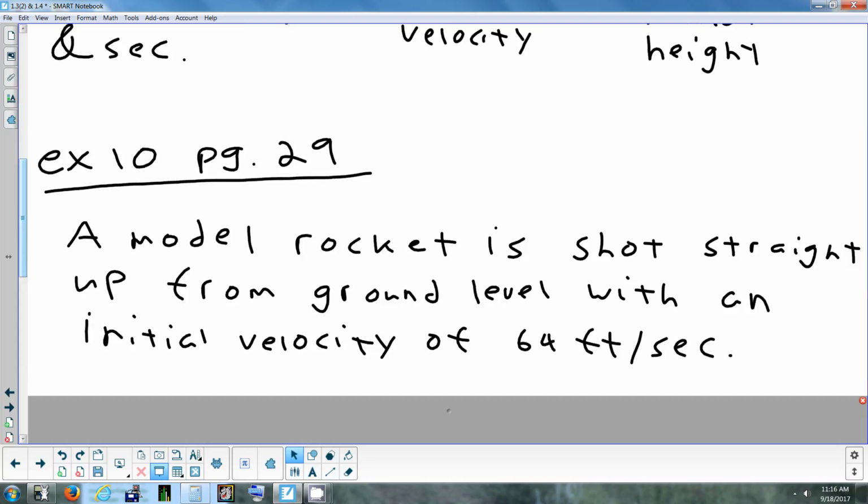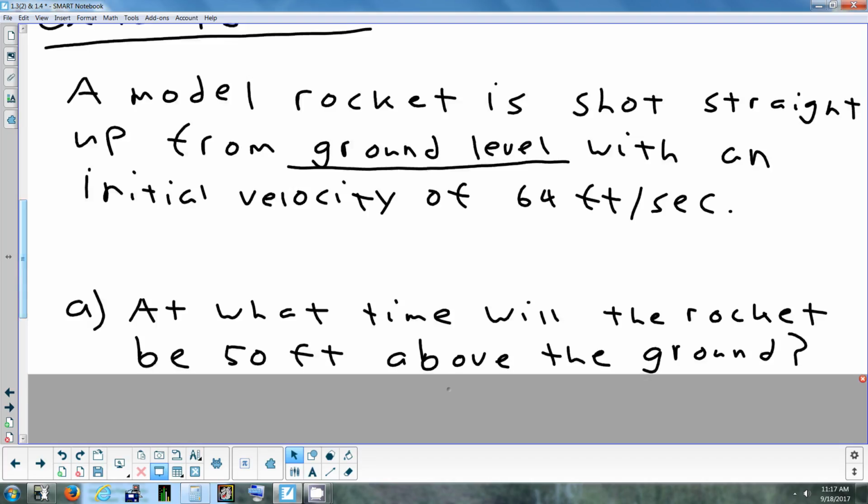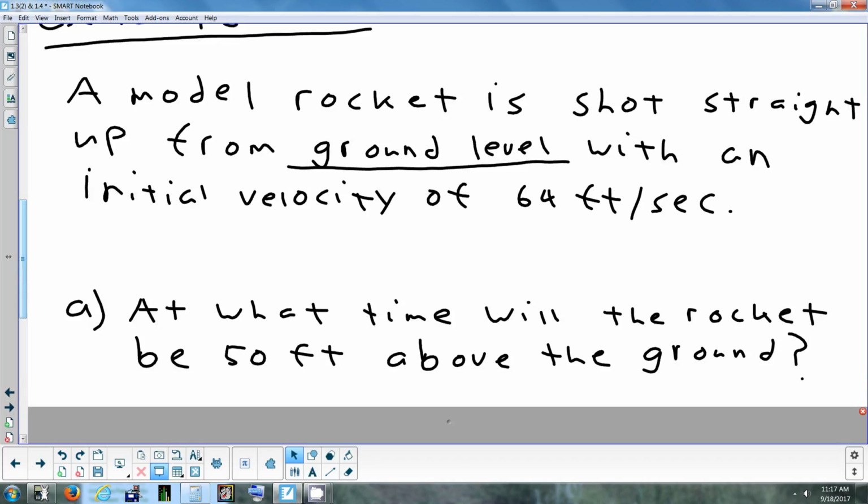All right, so this is example 10 in your book. It says that we're going to shoot a rocket straight up from ground level, and the rocket has an initial speed of 64 feet per second. So the 64, that's obviously important. That's your initial speed. Is there anything else in that sentence that's important? It's going to tell us what to plug into an equation. Yeah? Ground level. So what does that mean? Initial height of 0, from the ground. So at what time will the rocket be 50 feet above the ground?